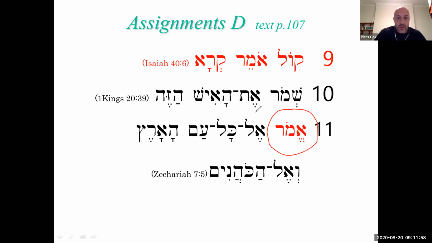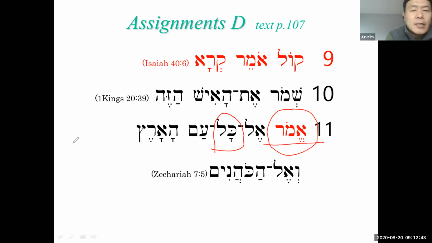Amor el kol ha'aretz. Okay, go ahead. Sorry, there's another bit, isn't there? Ve'el hakohanim. Good job. That is kol, which means everything. Kol, yes. It's kamatz hatuf, isn't it? Yes. So that's kol. Kol is always kol. All right, so then I told you this is an imperative form.